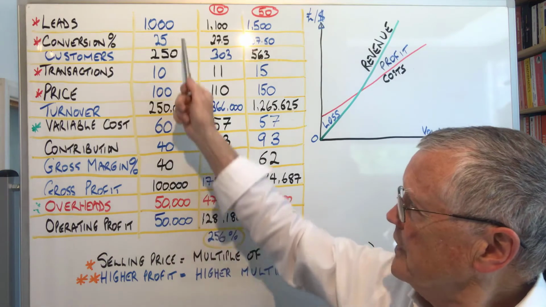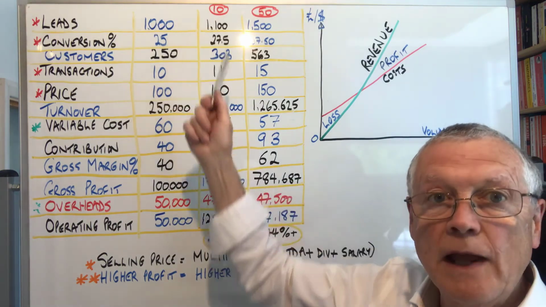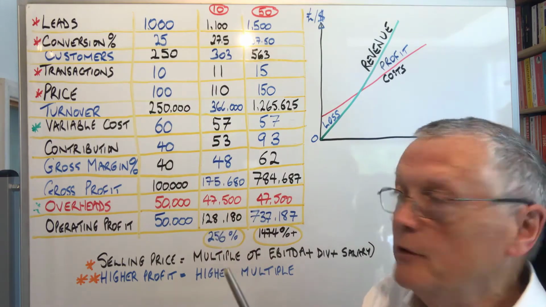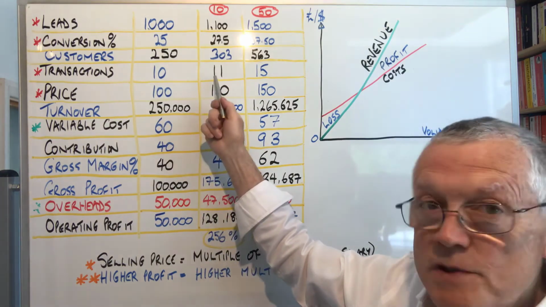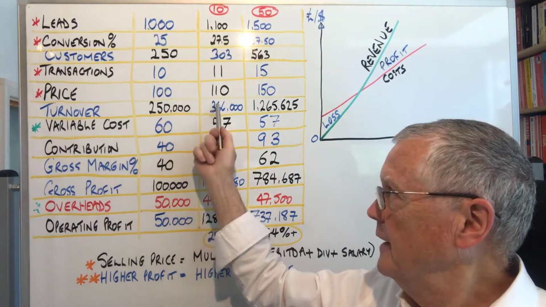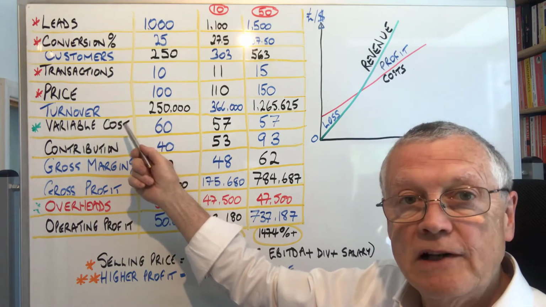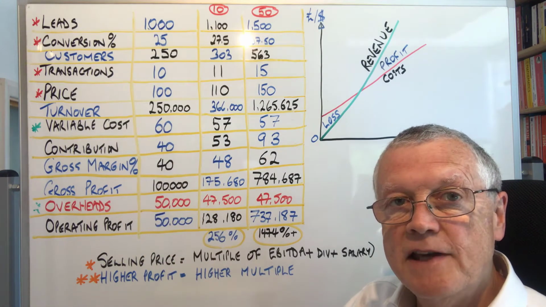And all we've done is we've increased our leads by 10%, we've converted 10% more of them, and there's strategies to do all of this that I can show you. We've got people to buy slightly more frequently and spend slightly more on average here, which makes a big difference to our turnover, 366,000. And we've looked very closely at our costs and find 5% savings.